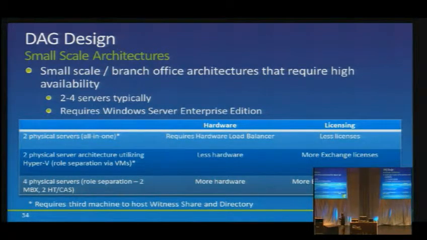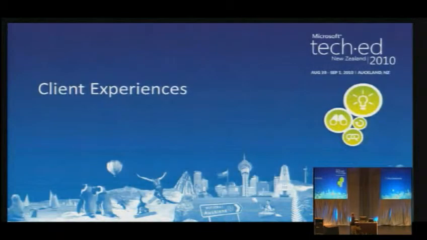And of course, you could do 4 physical servers as well, a little bit more hardware. You're not saving anything because there's no virtualization there. And it's a few more licenses as well. But if the office is big enough where it needs that kind of resiliency or that kind of power, that's also another option for you.